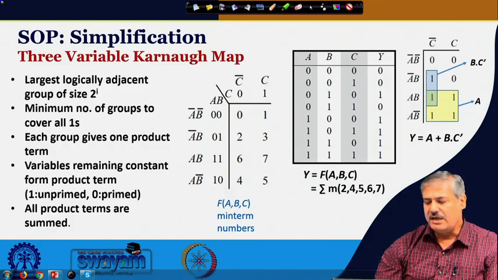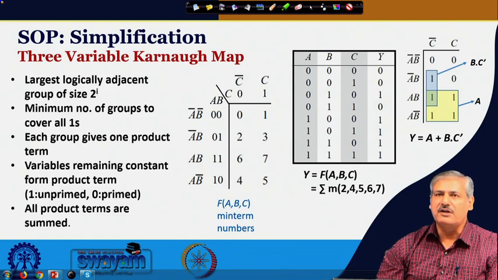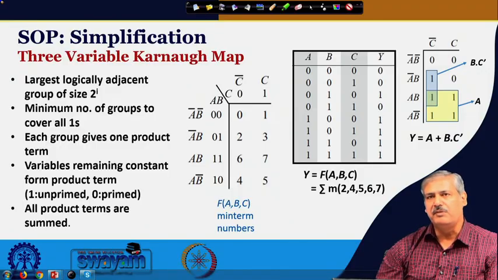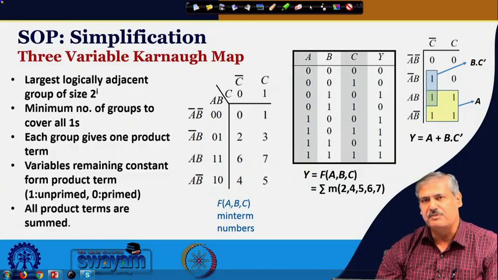Okay. And each group will give us one product term, the way we had seen in the previous example. So, one was giving A, another was giving B, and we had a summation of A and B to get y is equal to A plus B, for the second example for a 2 variable case we have seen before.